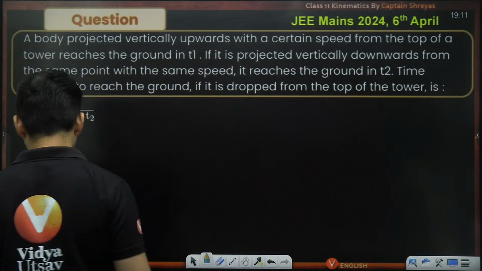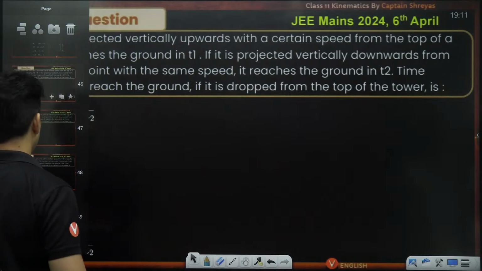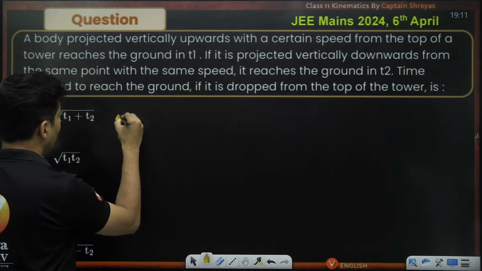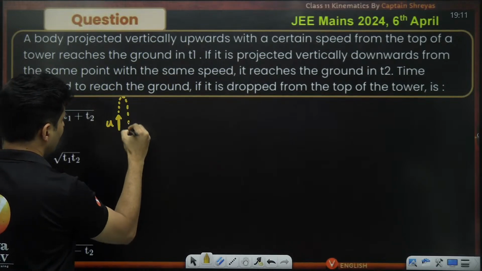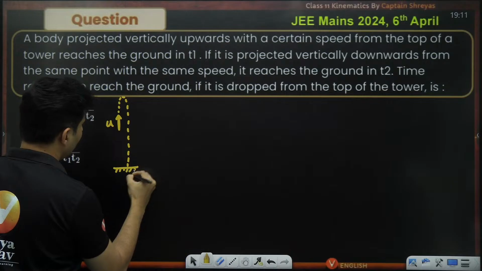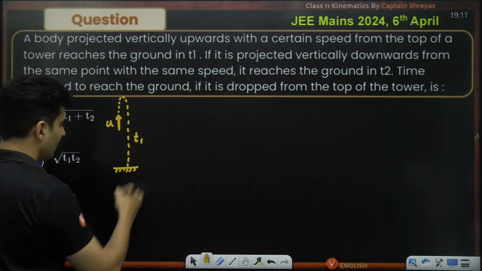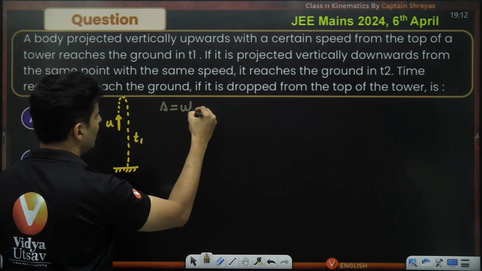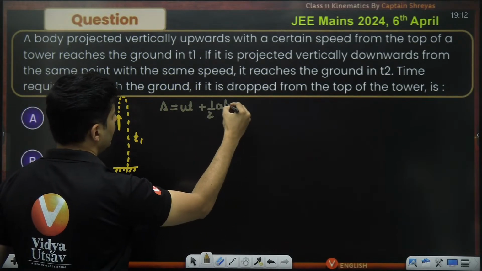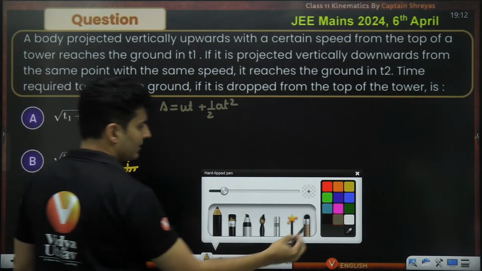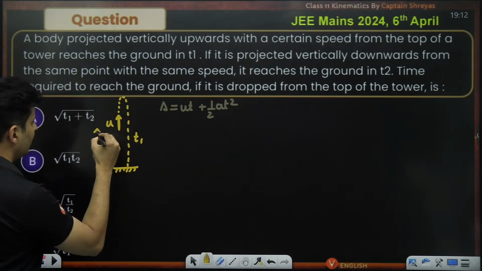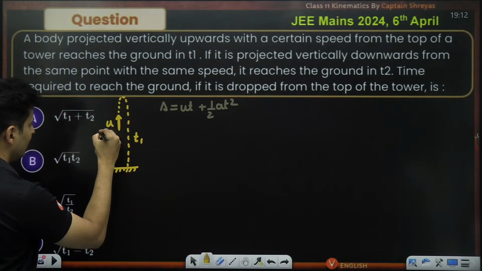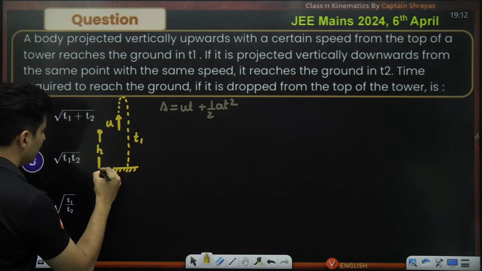Wow, very nice question. Multiple variations are there. See, the first time, what is happening is I'm throwing the ball up with some speed. It goes up and falls down over here. It takes time T1 for this journey. So if I use our equation, S is ut plus half at square. Let us just assume that our displacement is downwards like this.